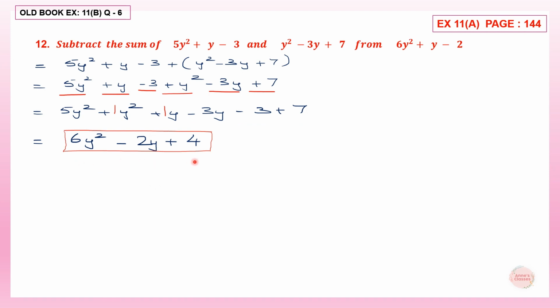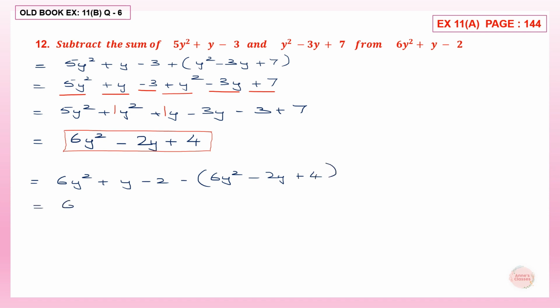So now we finish the first part. Now what are we asked to do? We are asked to subtract this sum, that means this answer, from this polynomial. So we have to write this polynomial first and subtract this from that. So let's write this first. So what do we have? We have 6y square plus y minus 2 minus the sum that we got, that is 6y square minus 2y plus 4.